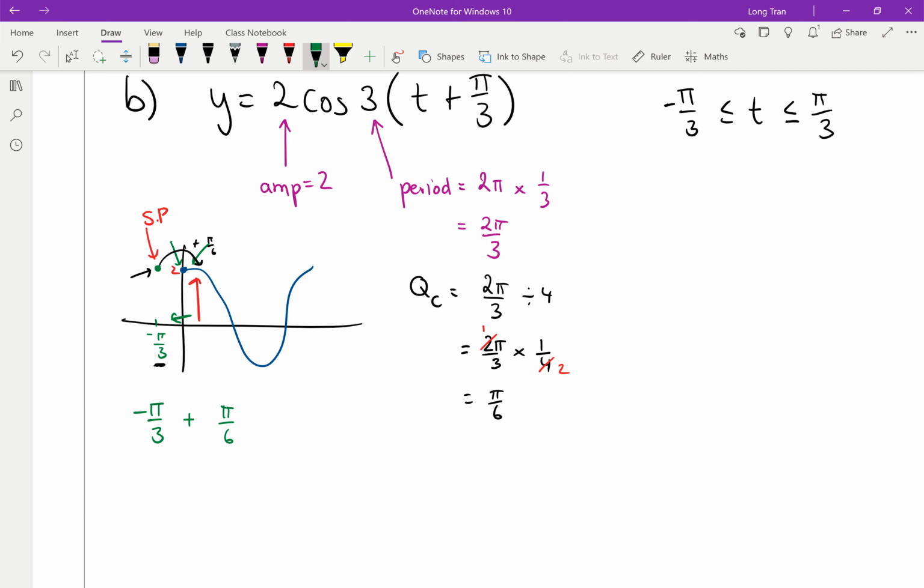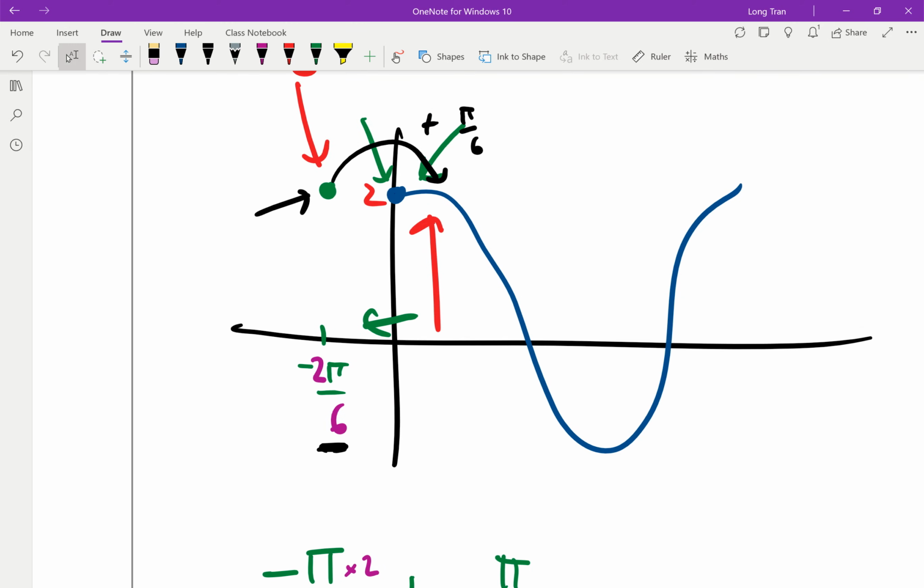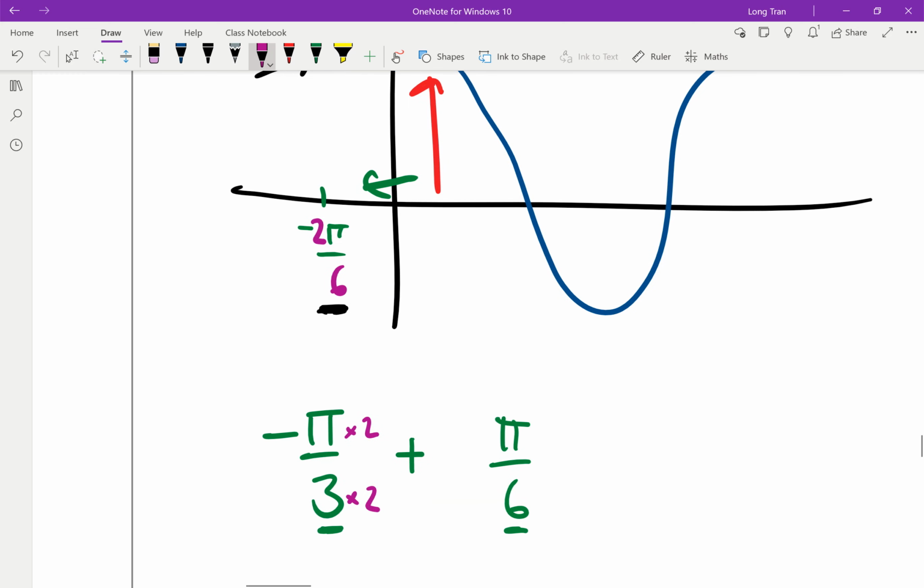True? Now, when you're adding an extra pi on 6, to add fractions you need the denominators to be the same. So I need to convert this, times by 2, times this by 2. So this negative pi on 3 is the same thing as negative 2 pi on 6. See what I'm doing? So this is special. Why? Because now I know the starting point is at negative 2 pi on 6, and all I have to add on is an extra 1 pi on 6 to get to the next quarter cycle.